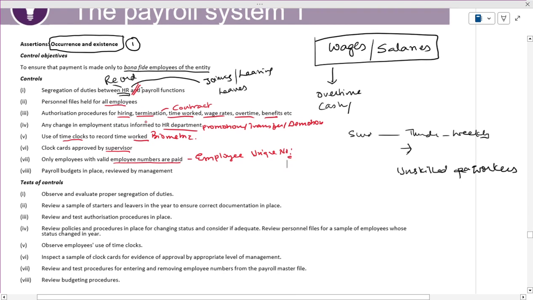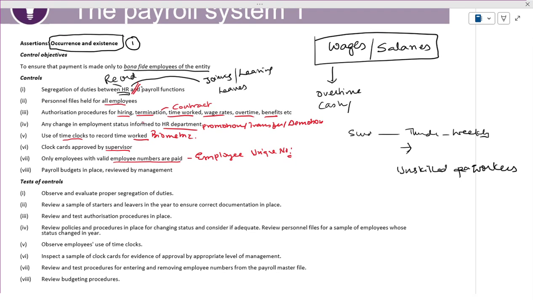Payroll budgets: you have to prepare budgets and you have to pay as per the budget. Payrolls have to have a budget. Very, very important. Understand?